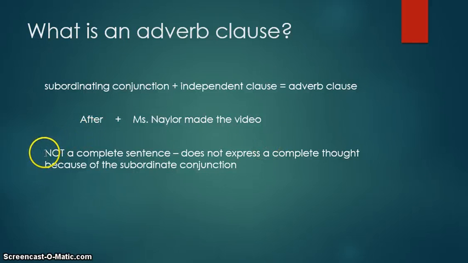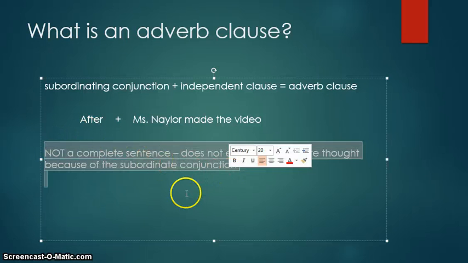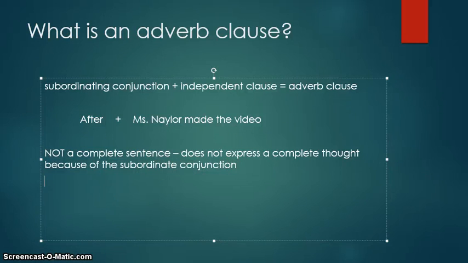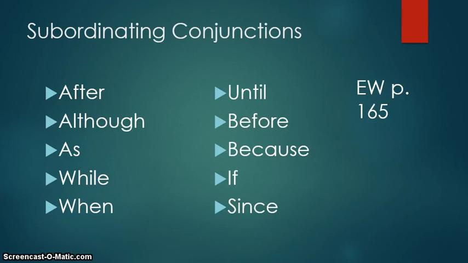Now, here's something important. That's not a complete sentence. It doesn't express a complete thought because that subordinating conjunction makes it not. So that's what subordinating conjunctions do. They take independent clauses and make them incomplete thoughts, okay? There are lots and lots of subordinating conjunctions. These are my favorites: after, although, as, while, when, until, before, because, if, and since.